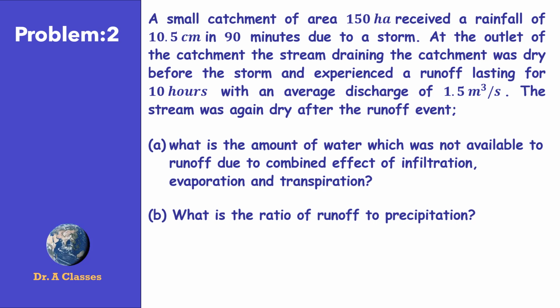A. What is the amount of water which was not available to run off due to the combined effect of infiltration, evaporation and transpiration? B. What is the ratio of runoff to precipitation?